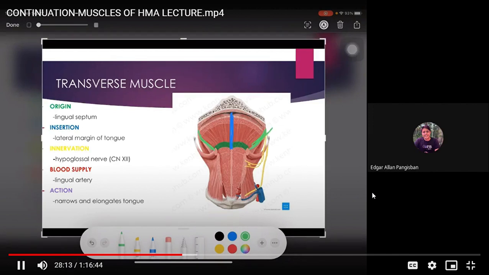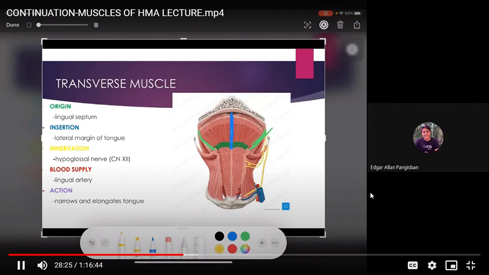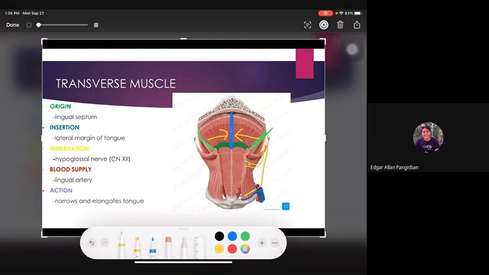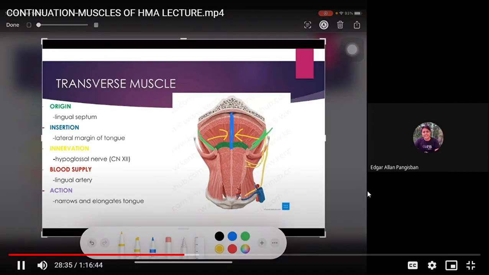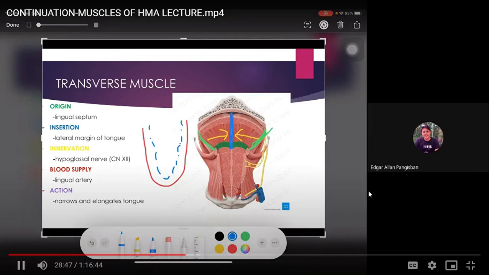Okay, now what's the action? Since the lingual septum is located at the midline, definitely, the origin is the lingual septum located in the midline or in the center, it will now narrow the tongue. Kasi hilain niya yung both sides of your tongue, the lateral portion of your tongue, hilain niya towards the center. That's why the tongue would, so kunyari, ito yung original tongue, the size of the tongue. So pag nagnanarrow siya, okay, papaliitin mo lang, ano, elongate and narrows the tongue.